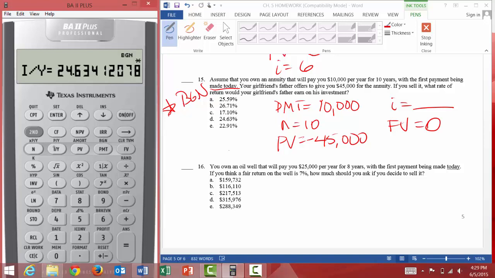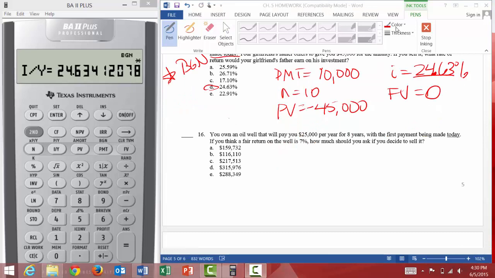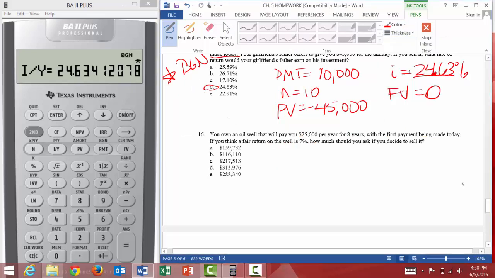So 24.63%. And that one is answer D. Okay, so let's look at the last question, number 16.